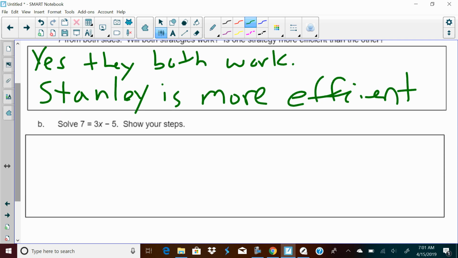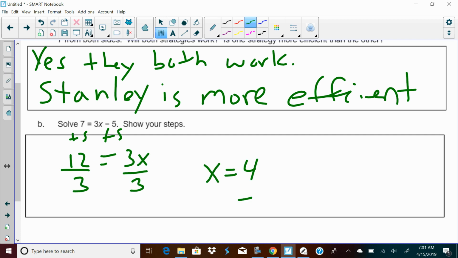Part B, actually solve it. So I'm going to add 5 to both sides. So I get 12 equals 3x. Divide both sides by 3. End up with x equals 4.